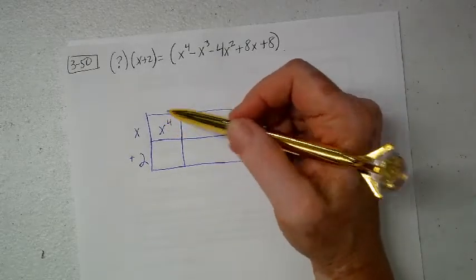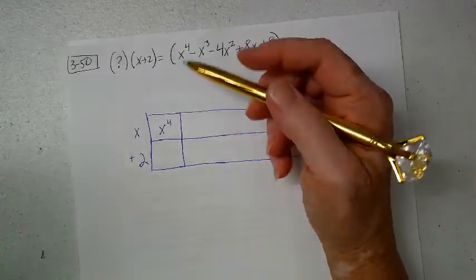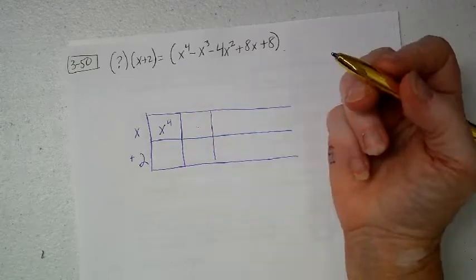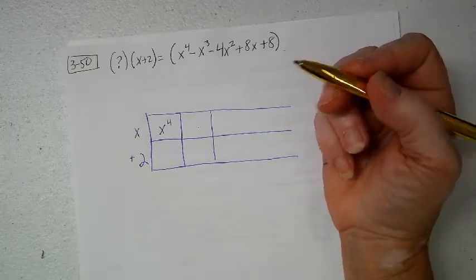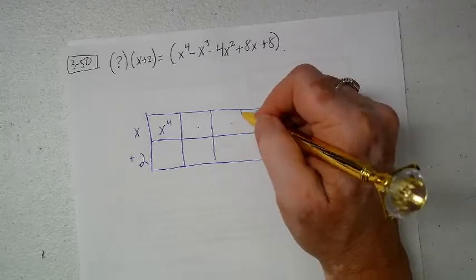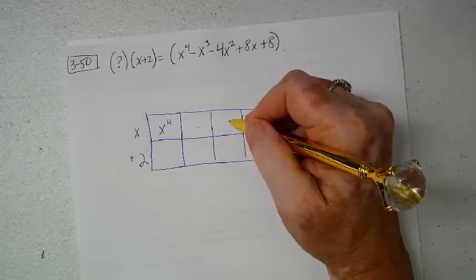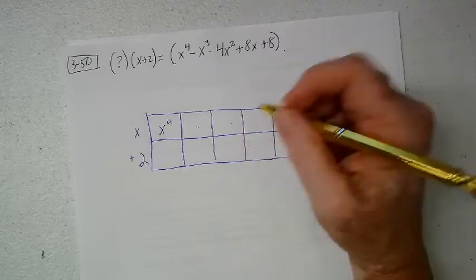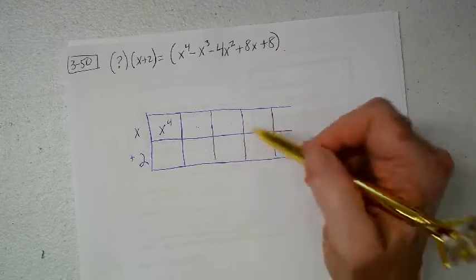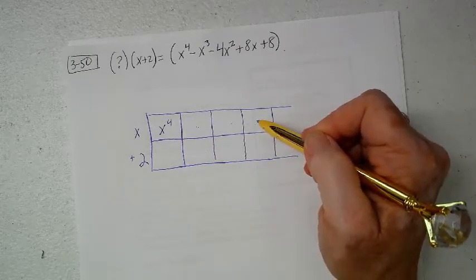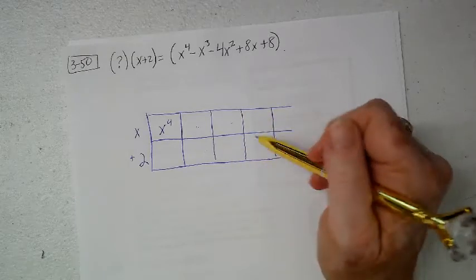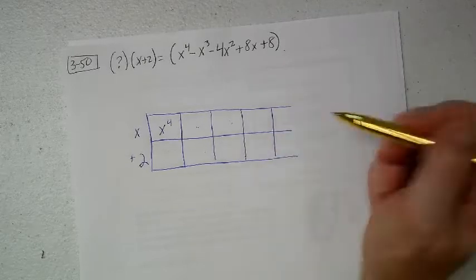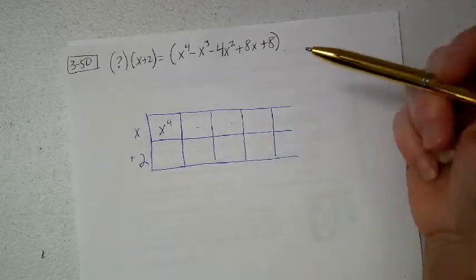If I have x to the fourth here, this box and this box are going to be my x to the third terms. Then this box and this box will add up to my x squared terms, and these two boxes will be x. So that might be enough boxes, and then I'll have a constant term right there. Okay, so let's start working.